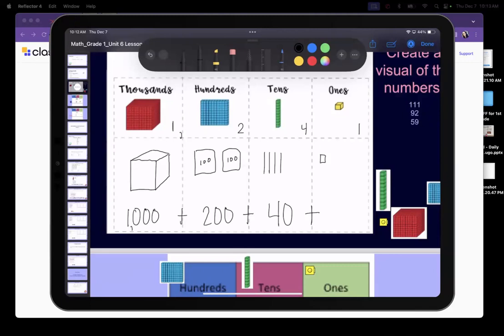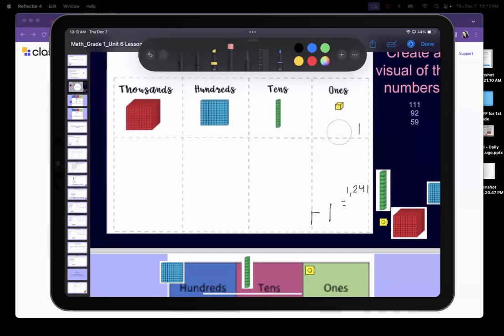Good job, Noah. Good job, Rahab. Good job, Kinsley. Nicely done. Yep, you have a 1 at the end there. So again, if you're going to put it all back together, it's going to equal 1,241. Okay, let's try another one. Let's get rid of that one. We're going to try another one.